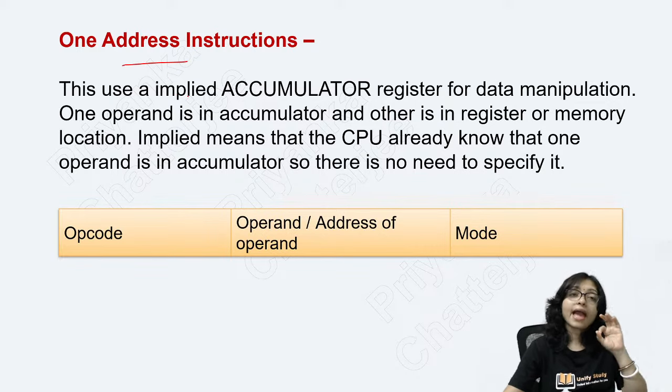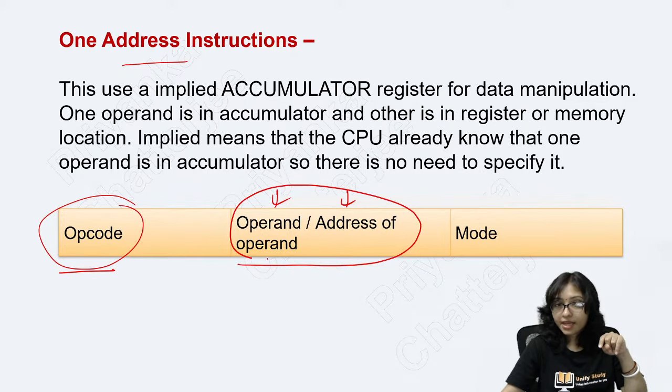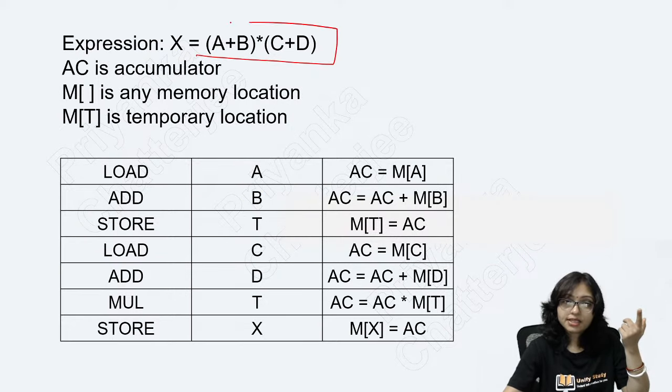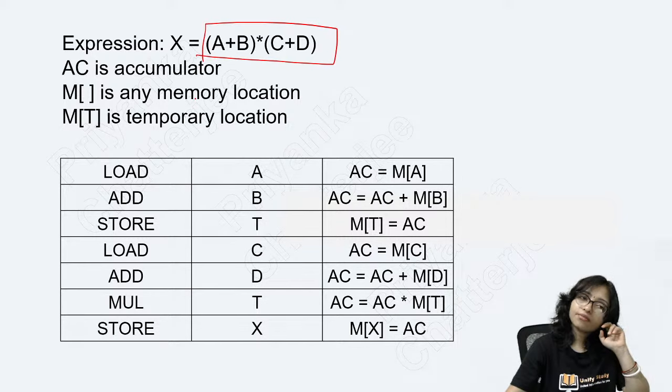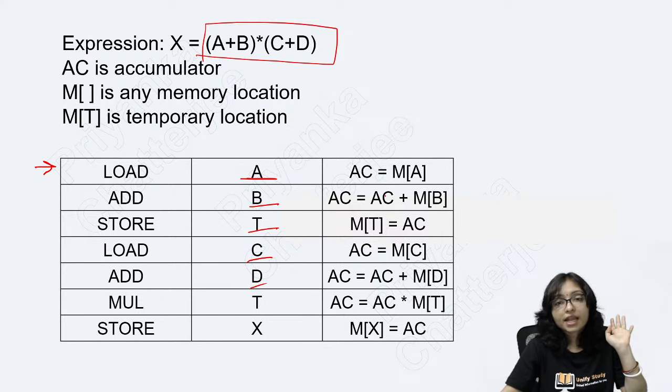One address means that at a time I will use one extra address. You can see the opcode is there automatically, but the operand, or the address of the operand, will be there, and that is the extra one. How? The same operation I am doing, you can see, A plus B, C plus D. Now every time I am using one address, A. Now you will tell me, ma'am, I use A also, B also, C also, D also, but you are telling only one address. Only one address means at a time, whenever you are executing this operation, how much memory you use, that is only memory A.